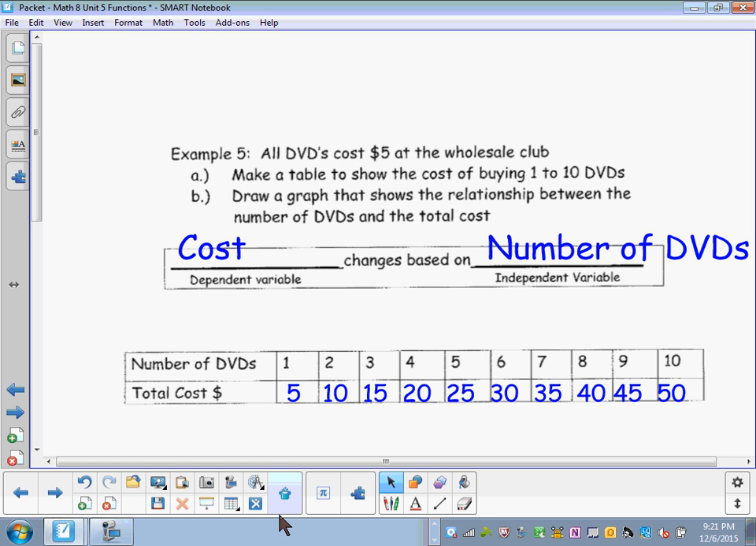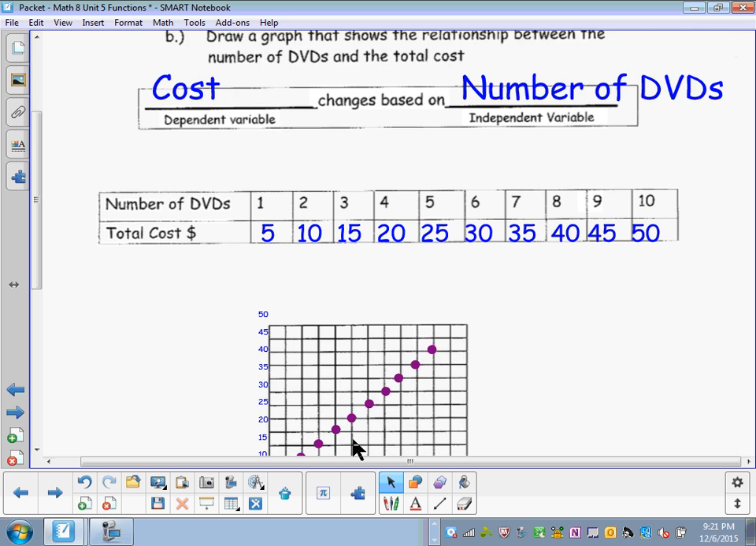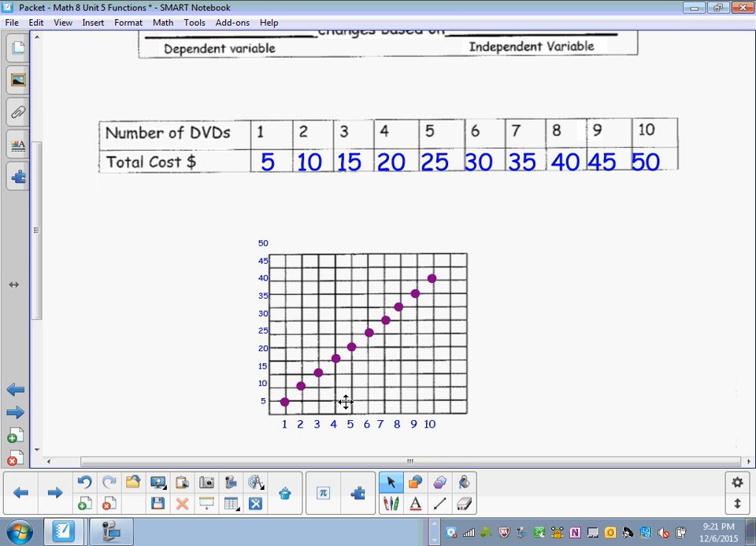The cost changes based on the number of DVDs. So each DVD costs $5, so as the number of DVDs increases, so does the cost of the DVDs. And if I were to graph it, it would look like this.